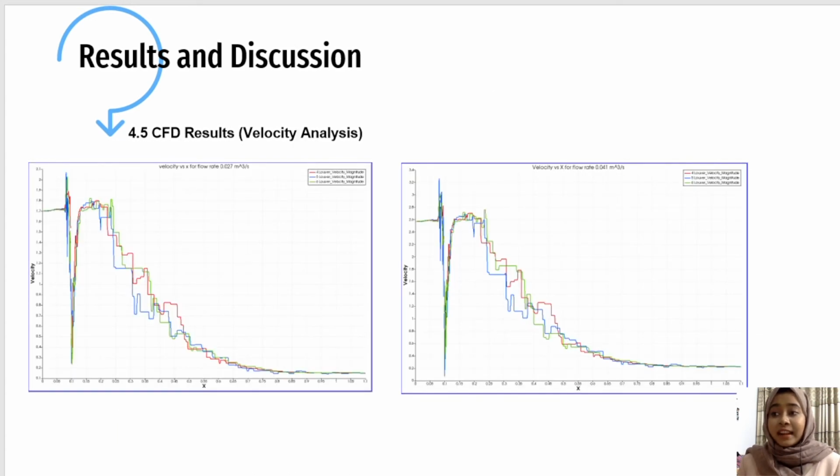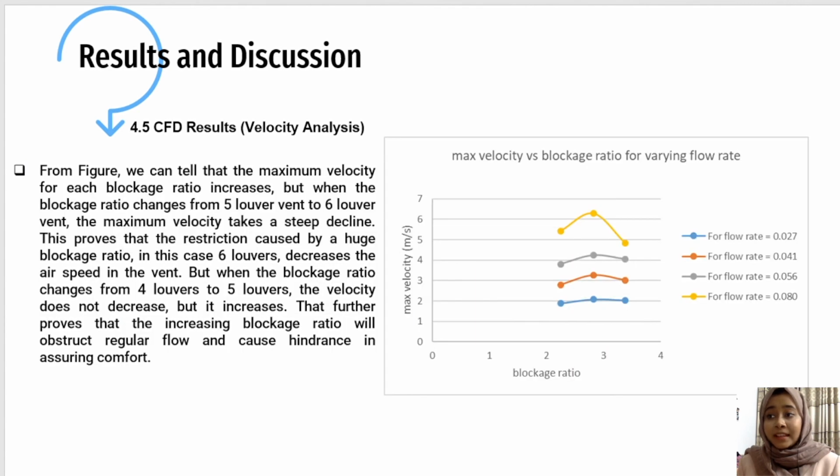For velocity analysis, we can see that for the maximum velocity versus blockage ratio, the velocity falls more than 4% when the louvers increase from 5 louvers to 6 louvers. That means that for the 6 louver vent, the maximum velocity drops more than 20%. This is a huge loss in velocity and power.